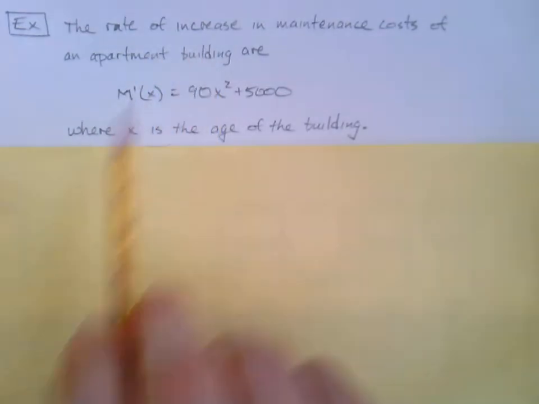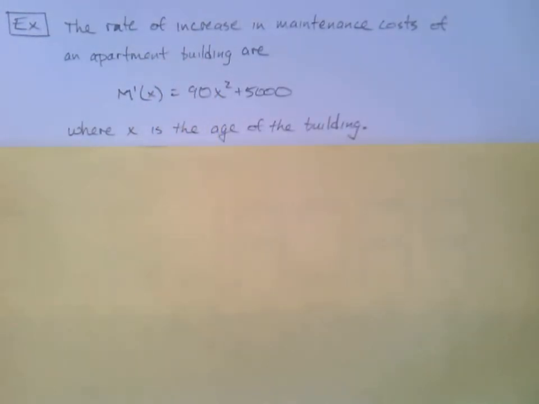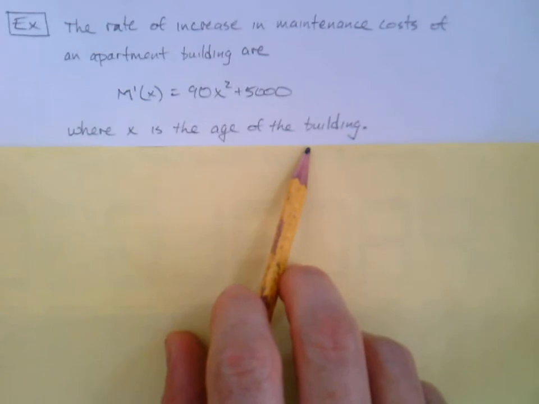So the rate of increase, how fast are the costs increasing? Costs don't stay the same usually. As the apartment gets older, more things need to be repaired more frequently. Also, tools or replacement parts get more expensive over time. So we would expect to be paying more and more as the years go by, where x is the age of the building.